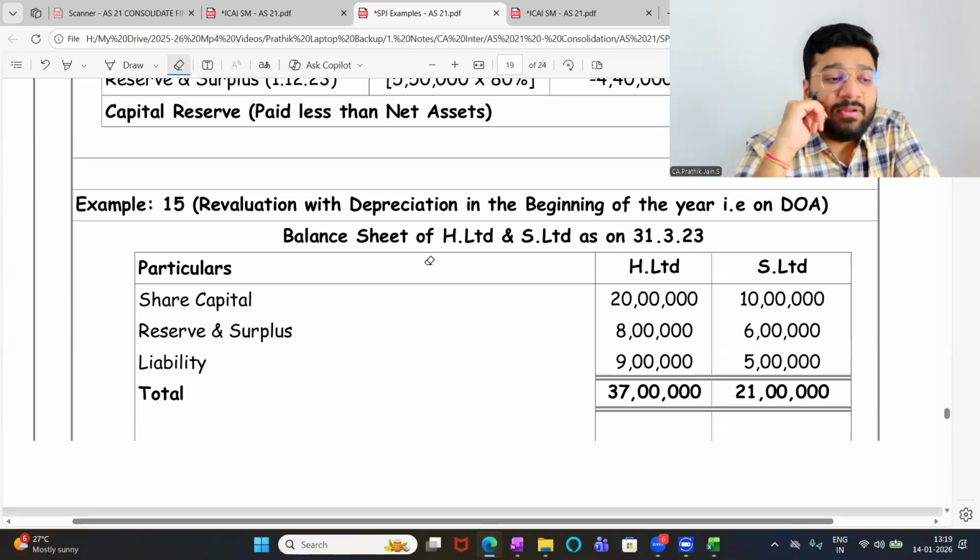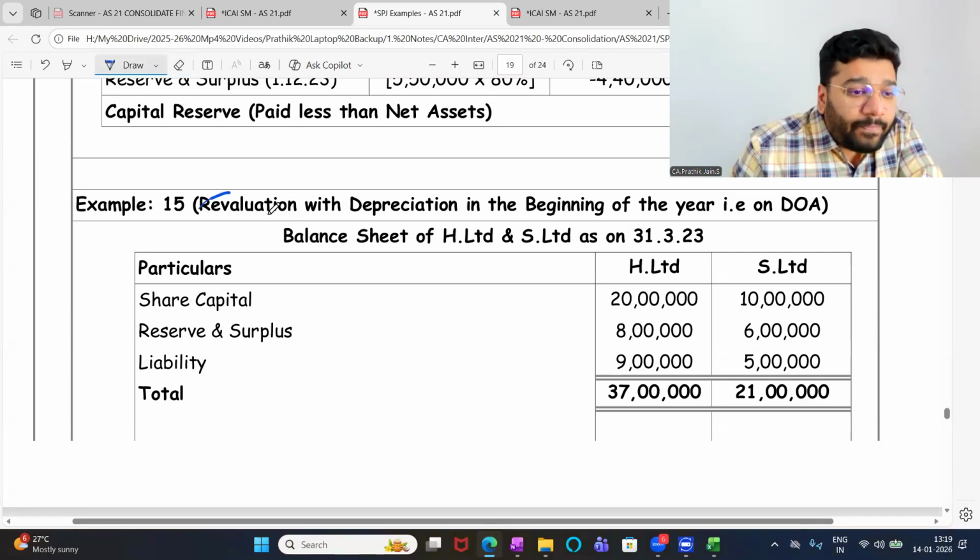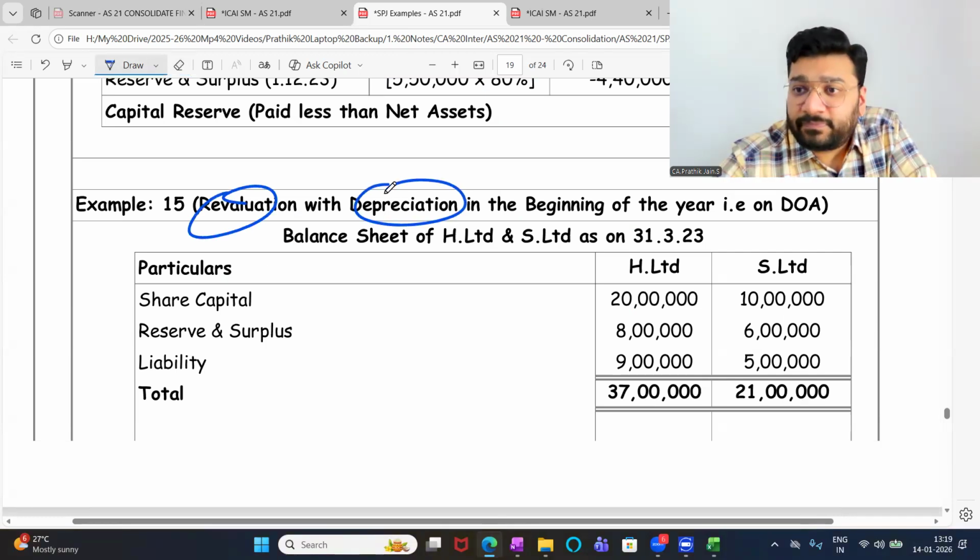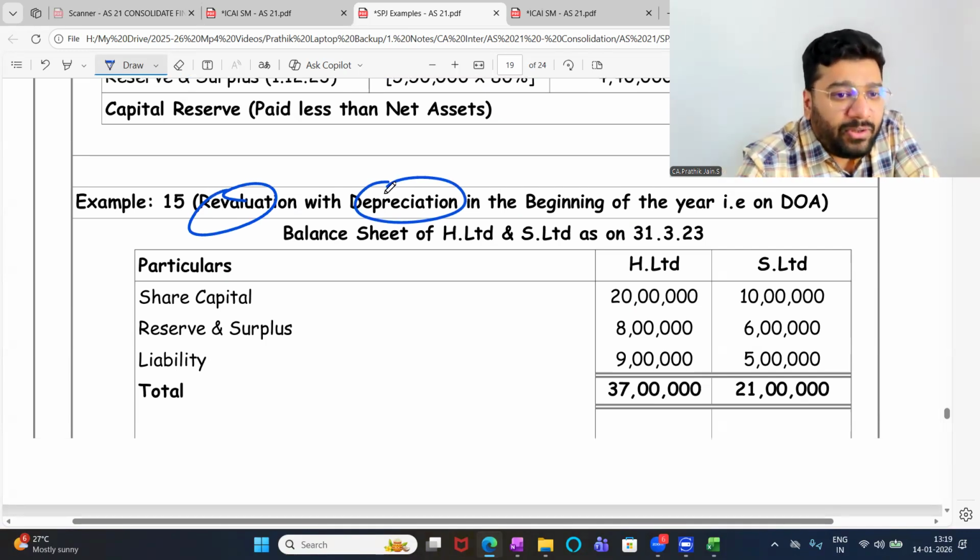In example 15, revaluation will also come, depreciation also will come. But here, the rate is not given. You have to compute the rate. That's the only difference. Online people, are you all ready? Can I continue? Yes, sir.